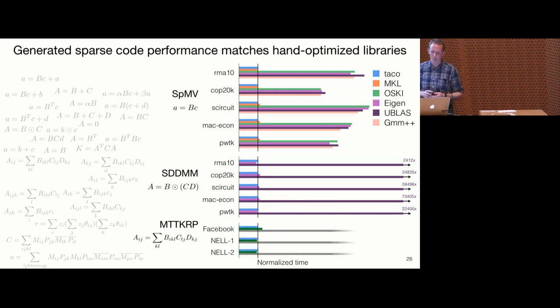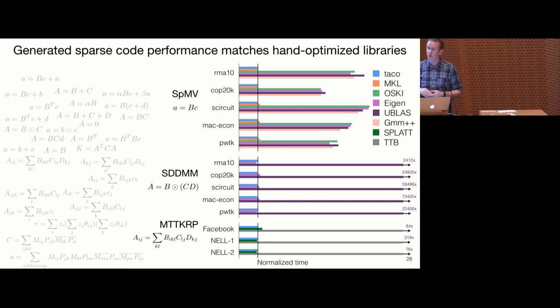And MTTKRP comes from one of the tensor factorizations, which is a generalization of SVD to tensors. That's one of the key kernels, actually the key kernel. And in that kernel, you have to multiply a sparse tensor by two matrices in different dimensions. And if it's higher order, you have to multiply it by many matrices in different dimensions. So this is another expression where you have to compute two operations at the same time in the same piece of code.